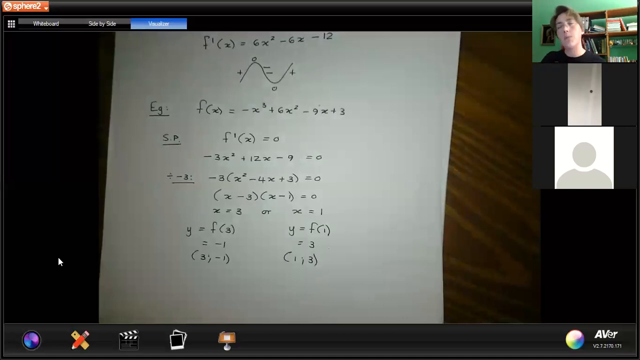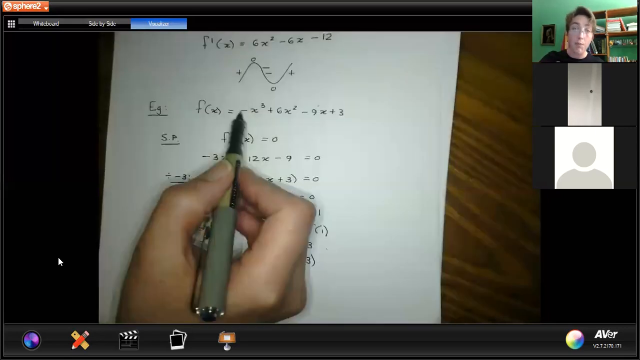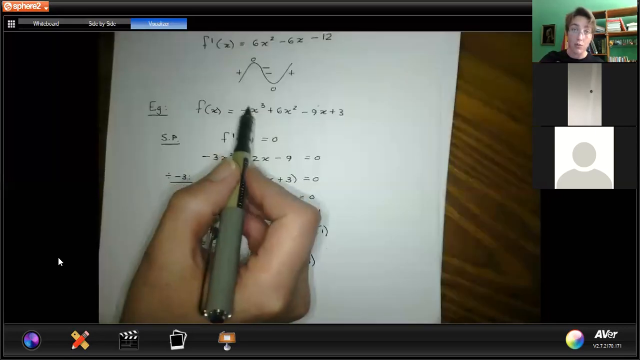Now, a lot of the time what they do is they actually ask you, please determine the nature of these stationary points. In other words, one of them is a local maximum point and one of them is a local minimum point, depending on the shape of the graph. Now, if you watch the videos, I did show you that there are a couple of ways you can do this. One of the ways you can do this is you can actually just know what the standard form of this graph is, looking at this minus in front of x cubed.